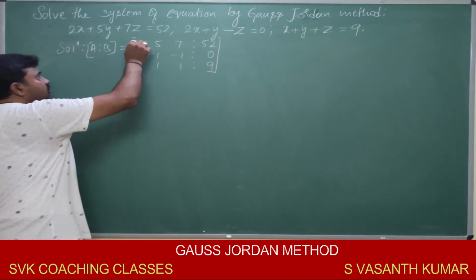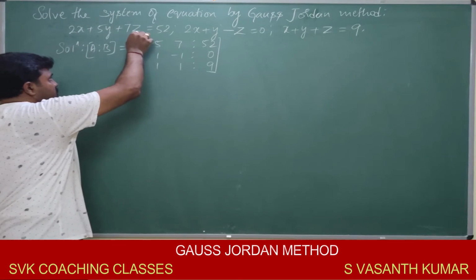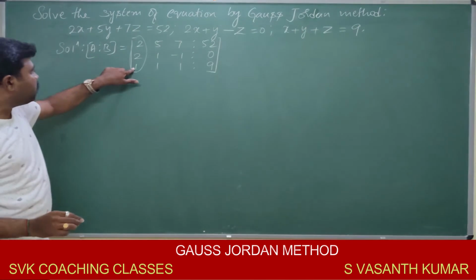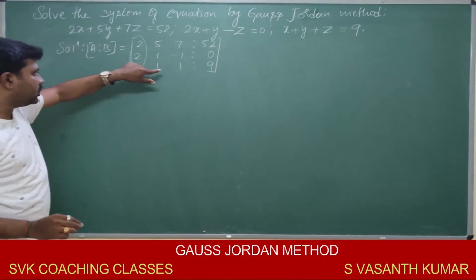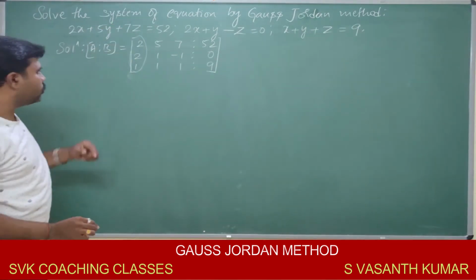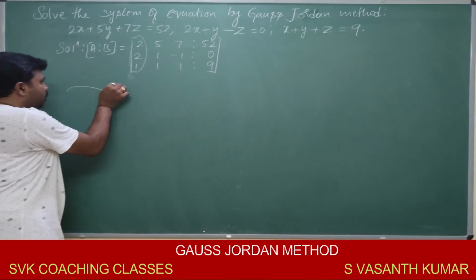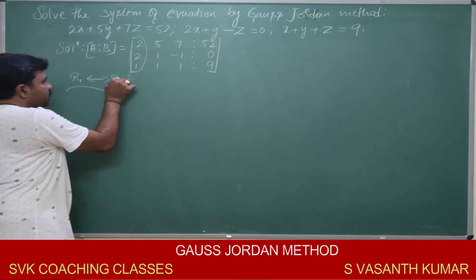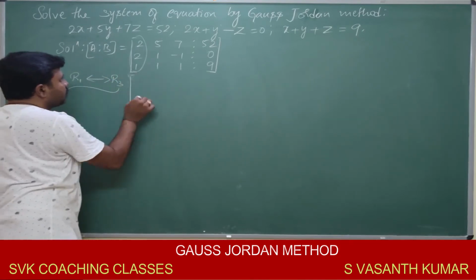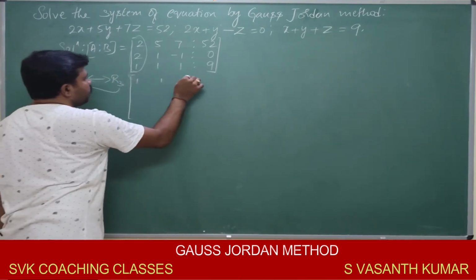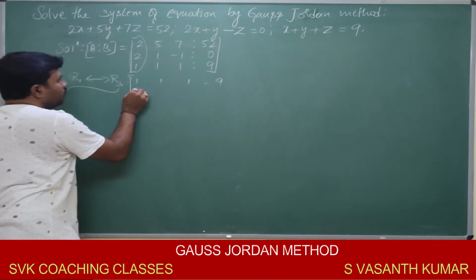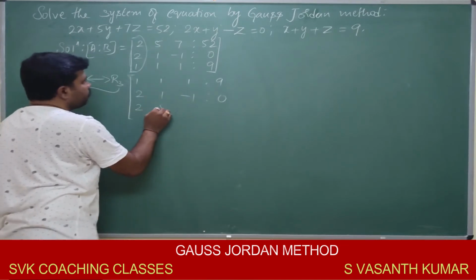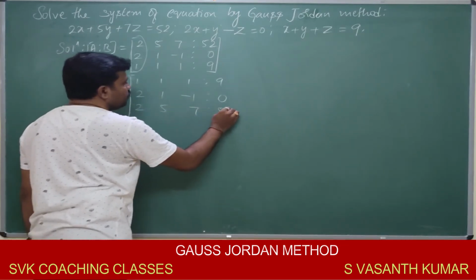Now, I observed that in the first column I have 1 here. I will make sure that whole row is in the first row. So the first operation I am going to do is R1 changes with R3. So I get 1, 1, 1, 9; 2, 1, minus 1, 0; 2, 5, 7, 52.